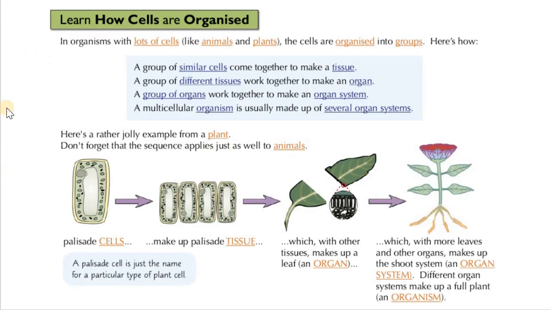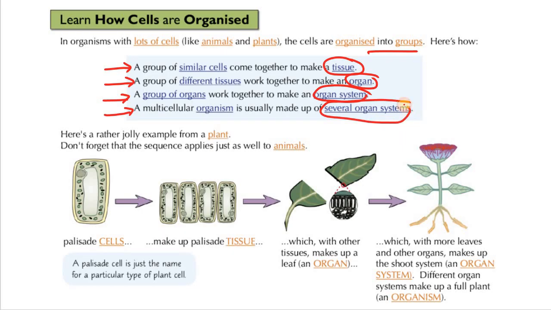Now let us talk about how the cells are organized. Well, you see, the cells are basically organized into groups. Let us see how. Well, first a group of similar cells come together to make a tissue. Next, a group of different tissues work together to make an organ. And then a group of organs work together to make an organ system. And then a multicellular organism like us, a human being, is usually made up of several organ systems. Okay. Now let's see an example over here.